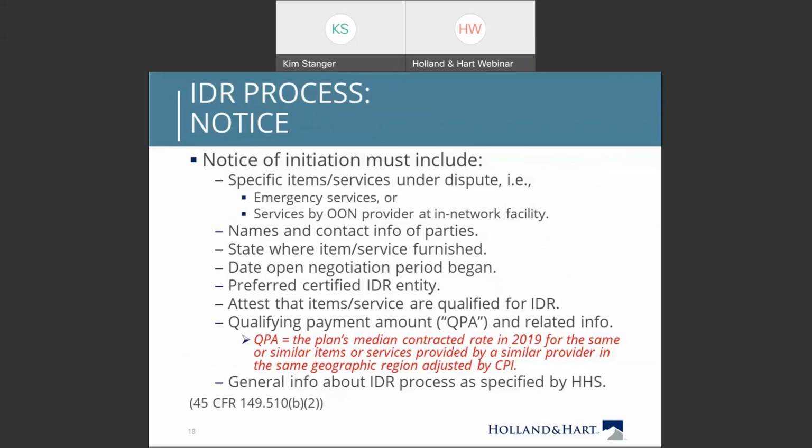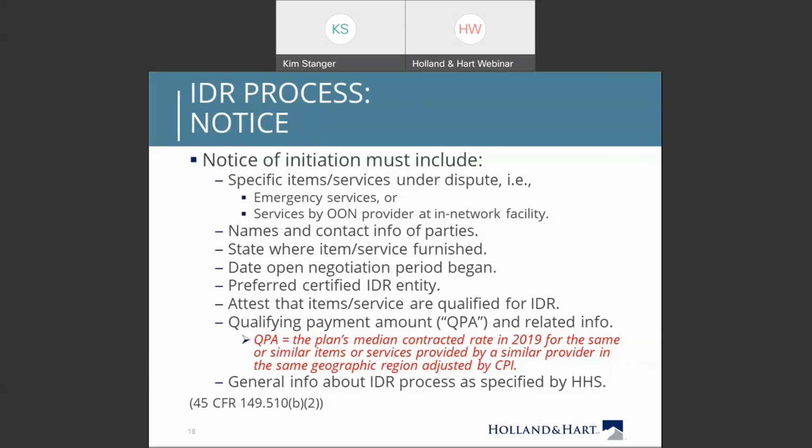That notice of initiation, when you are initiating that IDR process, has to contain certain elements, including the specific items that are under dispute. Again, it would only be emergency services that are provided by an out-of-network provider or out-of-network facility, or services by an out-of-network provider at an in-network facility. It's got to contain the names and contact information of the parties, the state where the item or service was furnished, the date the open negotiation period began, the preferred certified IDR entity, an attestation that the items or services are qualified for IDR, and you've got to include the qualifying payment amount, the QPA. This QPA is all important when it comes to the dispute resolution process.